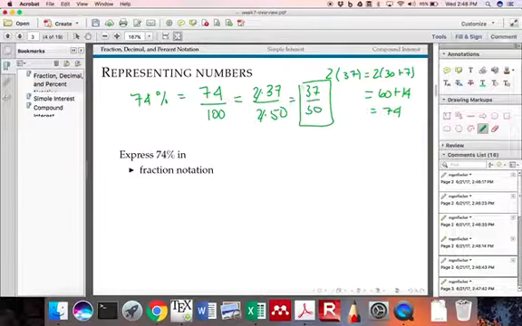That's simplest form. That's a fraction. That's the simplest form of this fraction. So that's how you can express a percent in fraction notation.